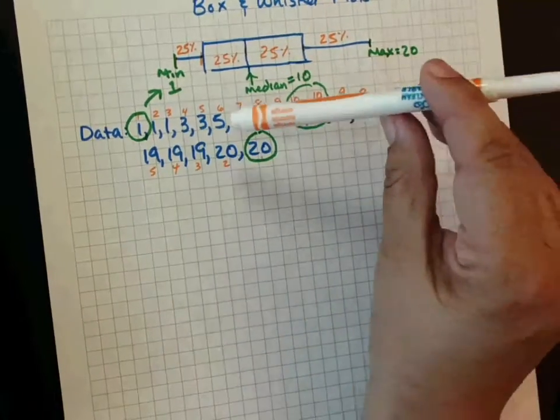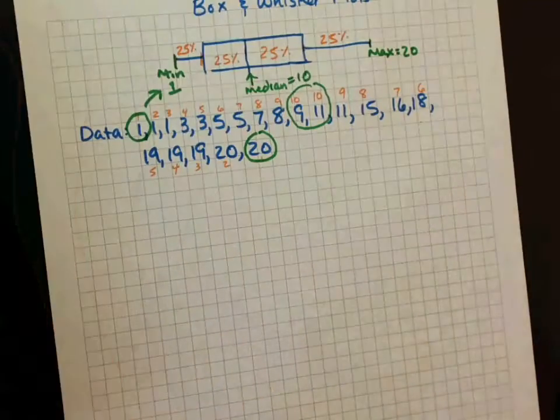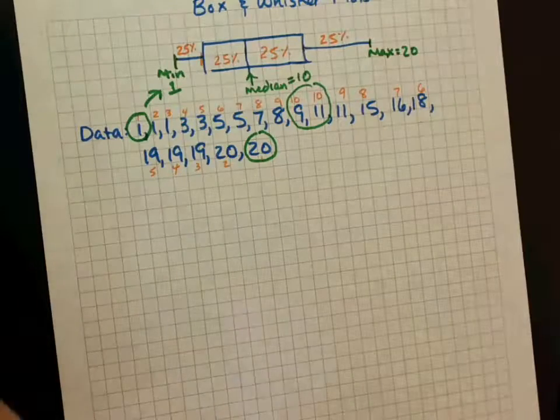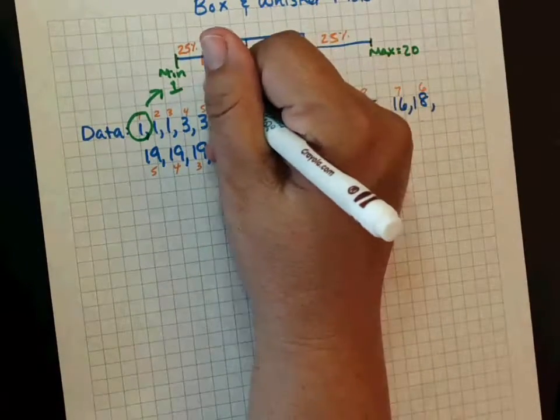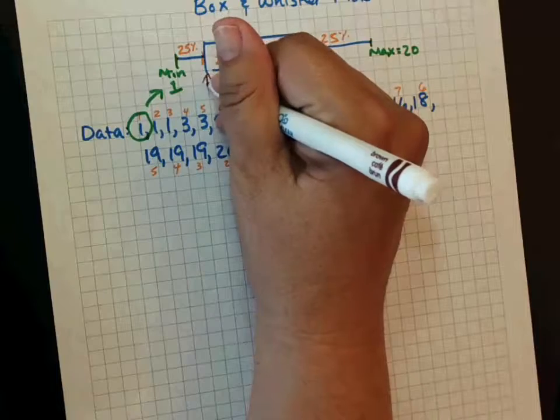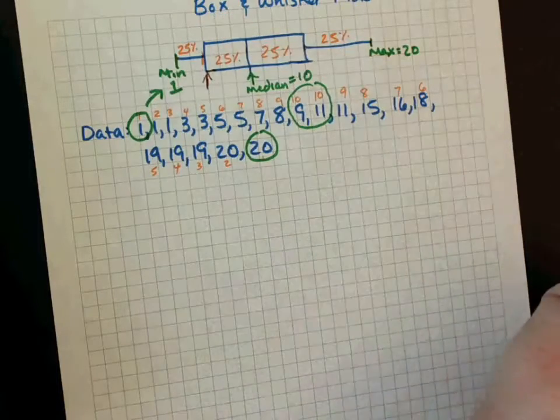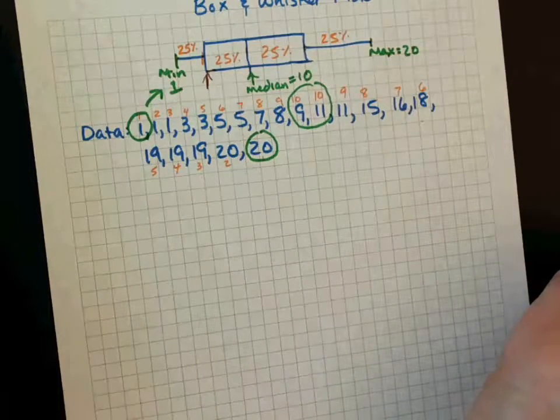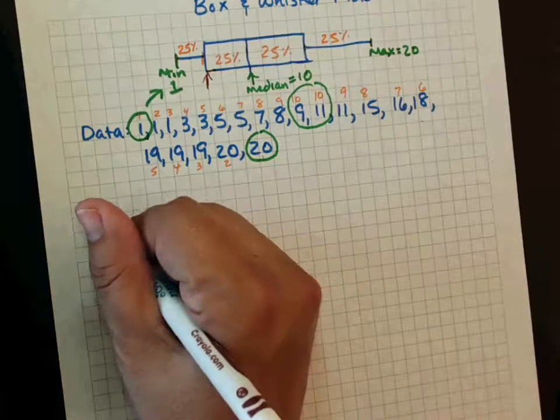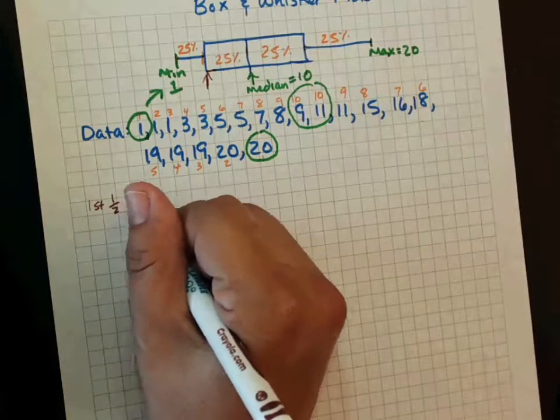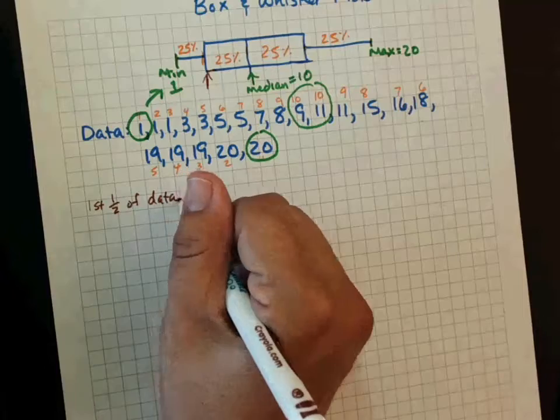Okay, so how do I find this point right here? What would that point be? What do I call that point? Well, what I could do is take the first half of my data, okay, without the median, by the way.